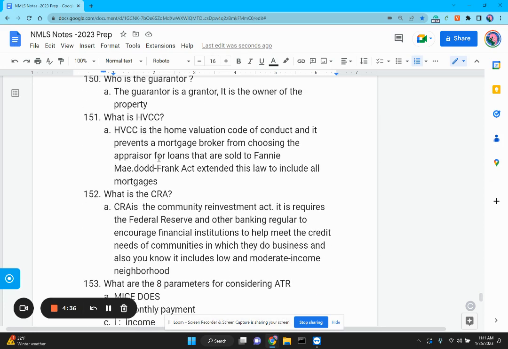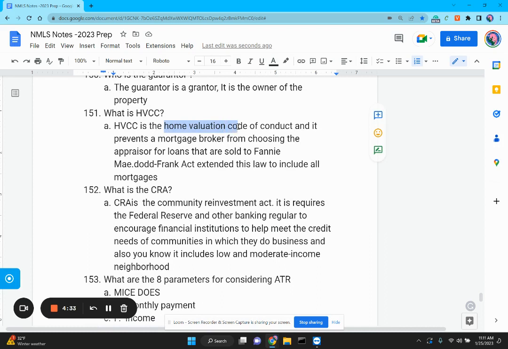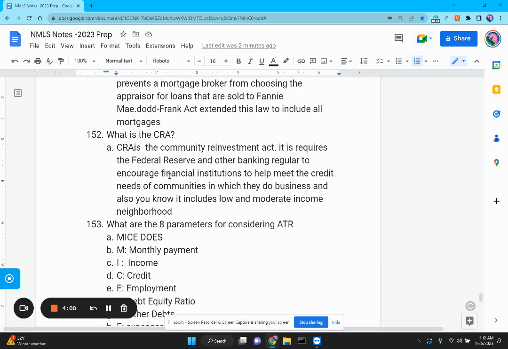What is HVCC? HVCC stands for Home Valuation Code of Conduct, and it prevents a mortgage broker from choosing the appraiser for loans that are sold to Fannie Mae. The Dodd-Frank Act extended this law to include all kinds of mortgages. Initially it was limited, and now it is extended to all kinds of mortgages. So in the questions, you would see what is HVCC, and it stands for the Home Valuation Code of Conduct, and it prevents the mortgage broker from choosing the appraiser for loans. Okay, so what's the next one?